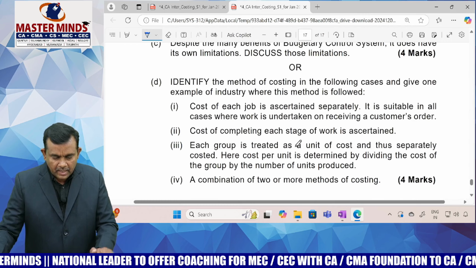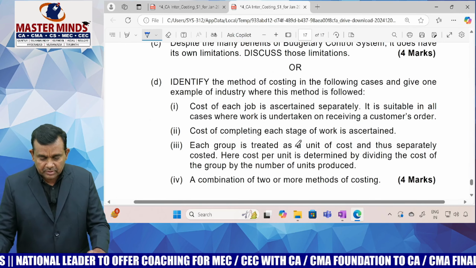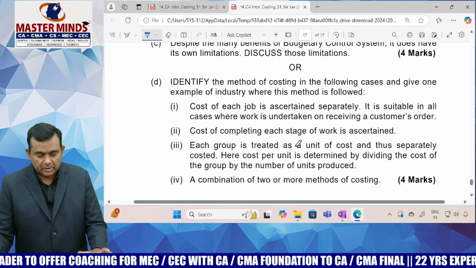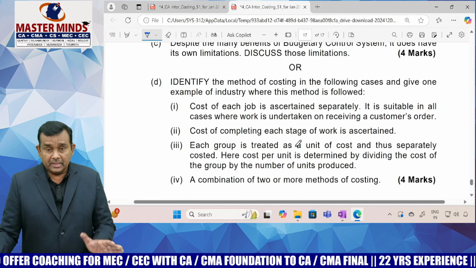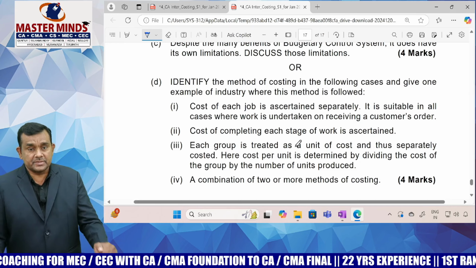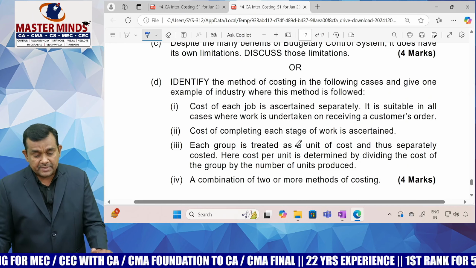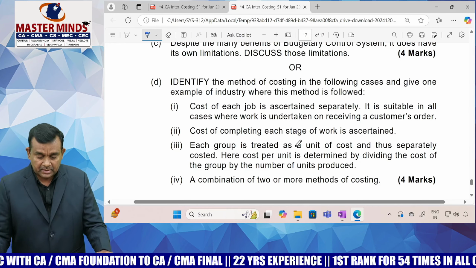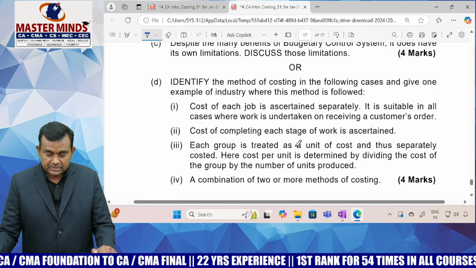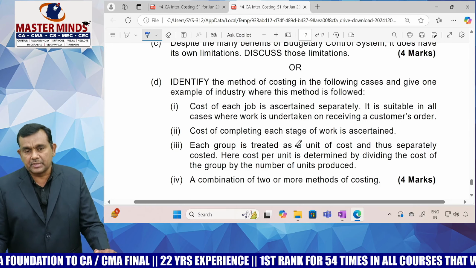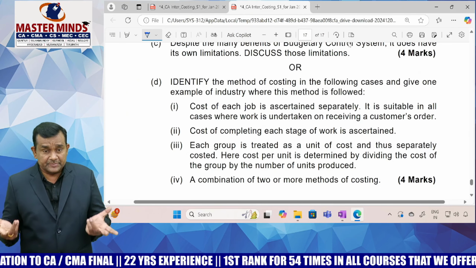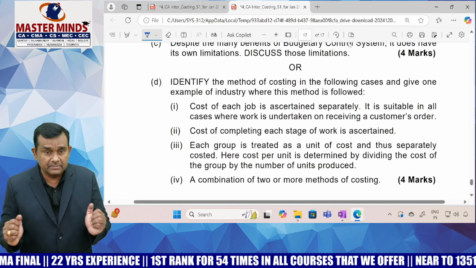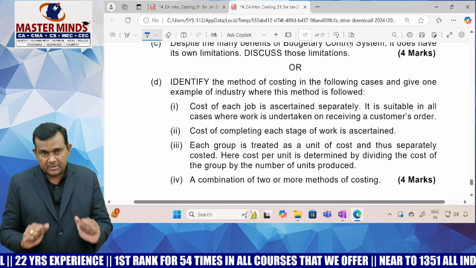Identify the method of costing in the following cases and give one example of an industry where this method is followed. So this question is related to types of costing, sir. First one: cost of each job is ascertained separately. It is suitable in all cases where work is undertaken on receiving the customer's order. Different customers, so different specifications, so no two jobs are the same. So this is related to job costing.